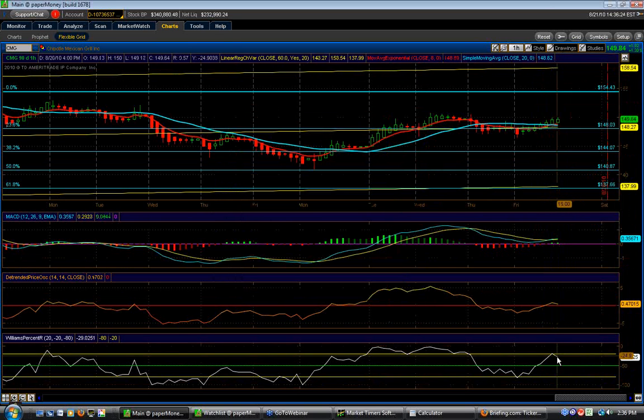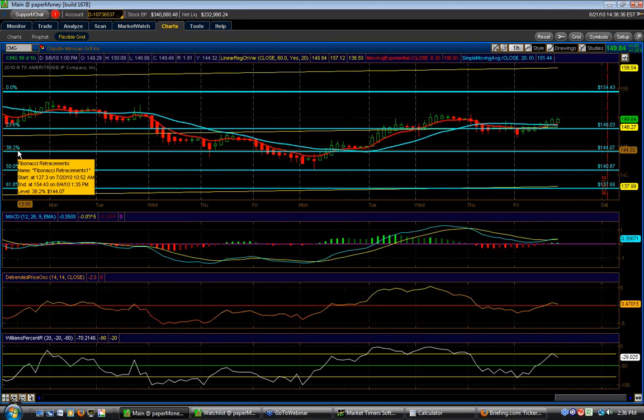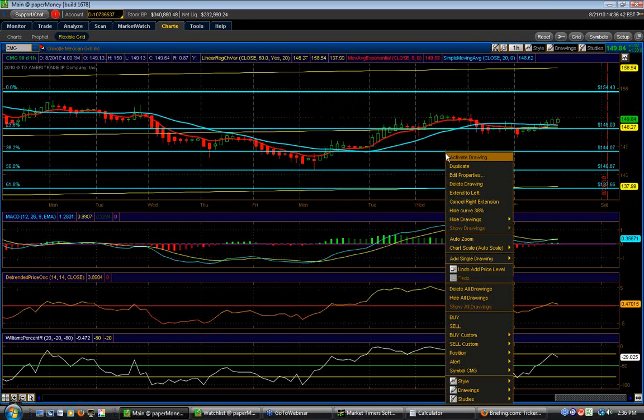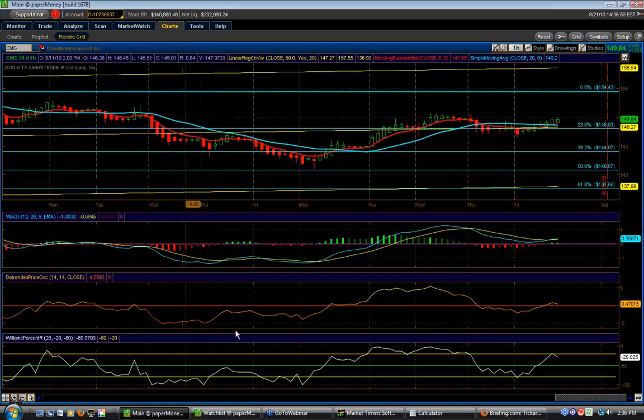Now I could see the percent R's curving down. That's good. DPO's curving down, but nothing tells me to get in yet. But look at that. There's where my retracement levels can be. I know at 38.2, you know what, I'm going to put the coefficient on the right side so you guys can see it better. There.